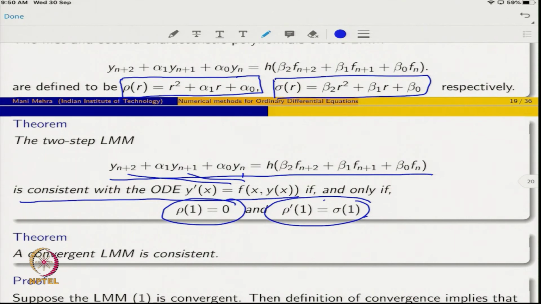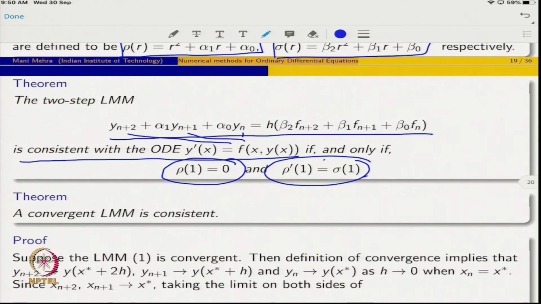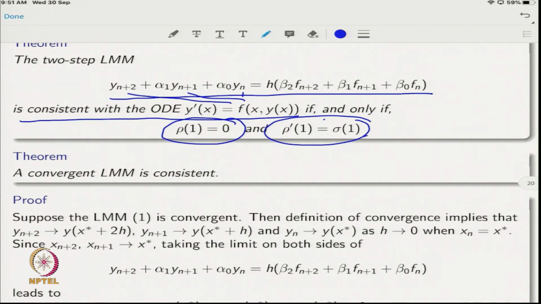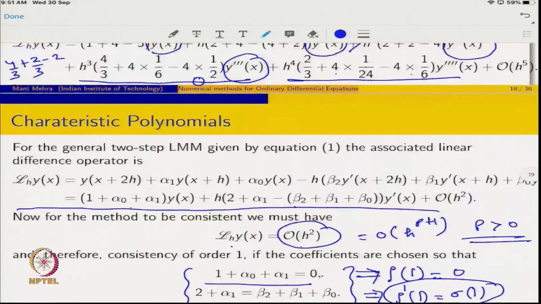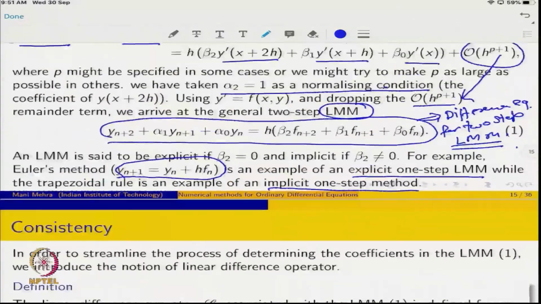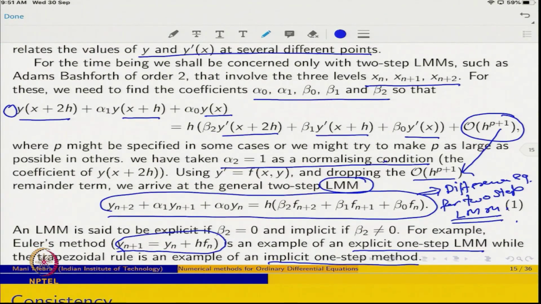And now let me prove one theorem which says that a convergent linear multi-step method is consistent. That means consistency is a necessary condition for convergence. Suppose that the linear multi-step method is convergent, and the linear multi-step method corresponds to the one which we have already seen earlier. This is this.